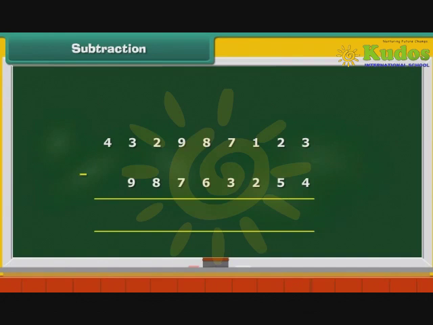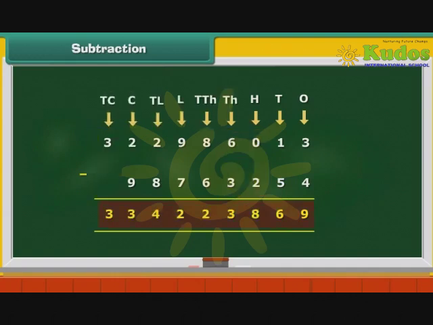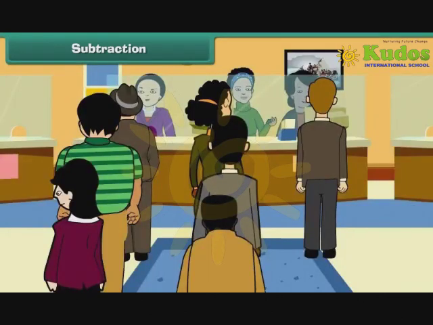432987123 is the minuend as it is the larger number. 98763254 is the subtrahend as it is the smaller number. Write the minuend. Write the subtrahend below it. Subtract the numbers. Start with the digits at the ones place. Then proceed to tens place, hundreds place, and so on. The difference is 334223869.